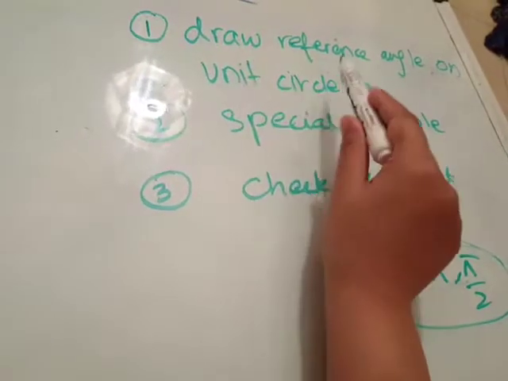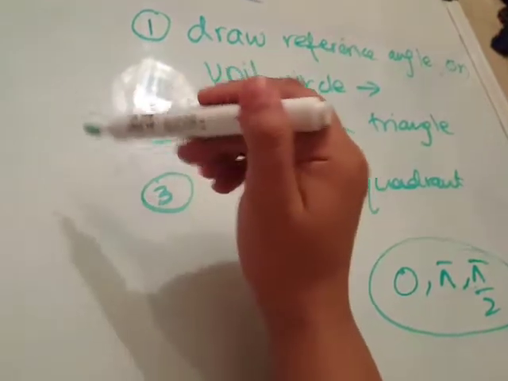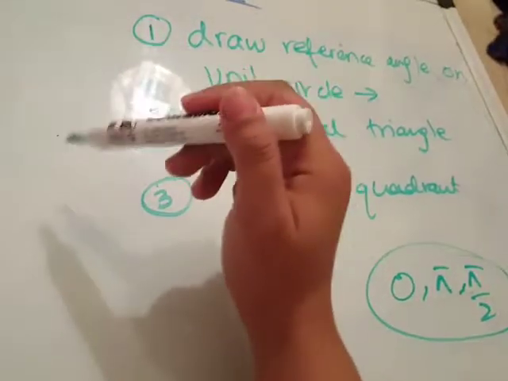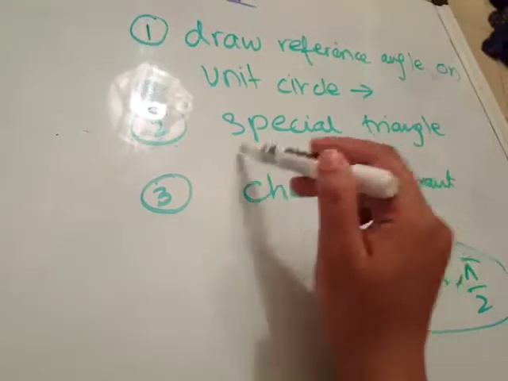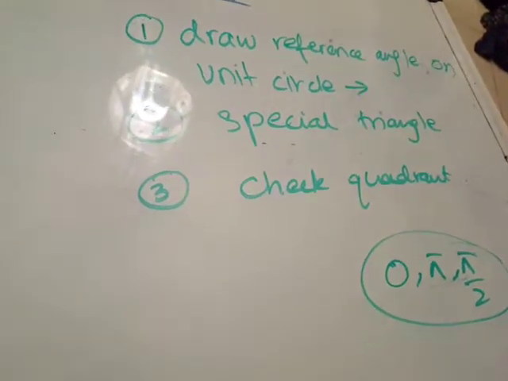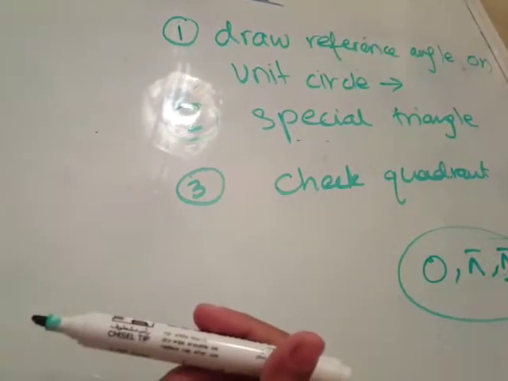First is draw the reference angle on the unit circle. Very important. You will draw that where it's actually lying. Then second is use the special triangle according to the reference angle. And third is to check the quadrant on which your angle is actually lying.